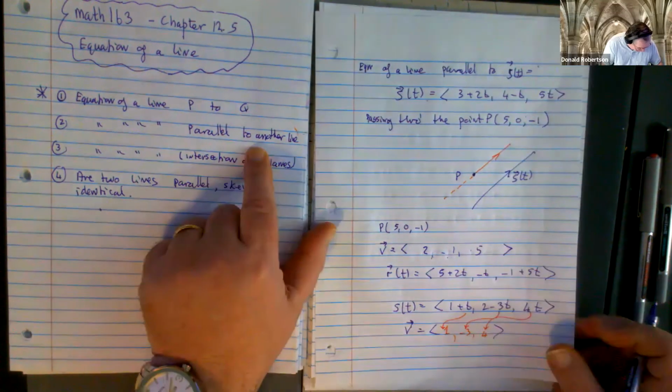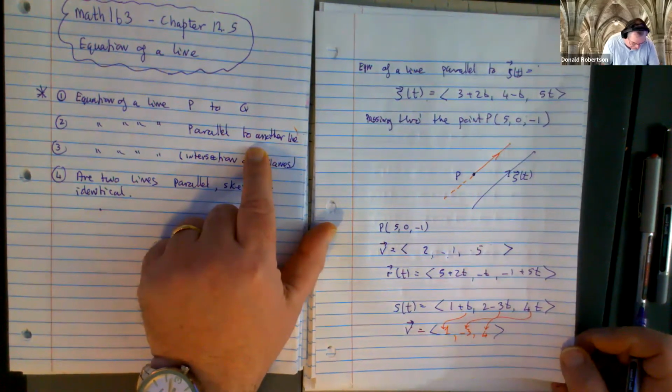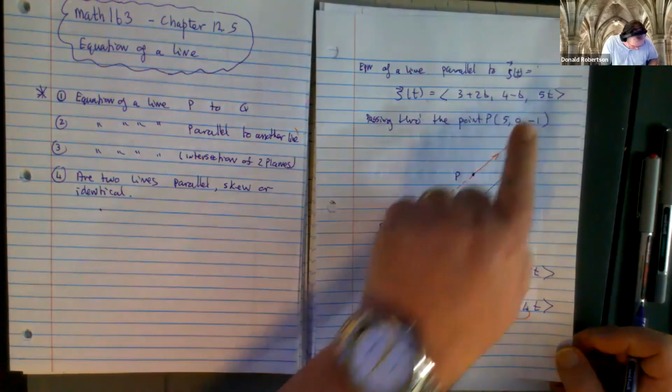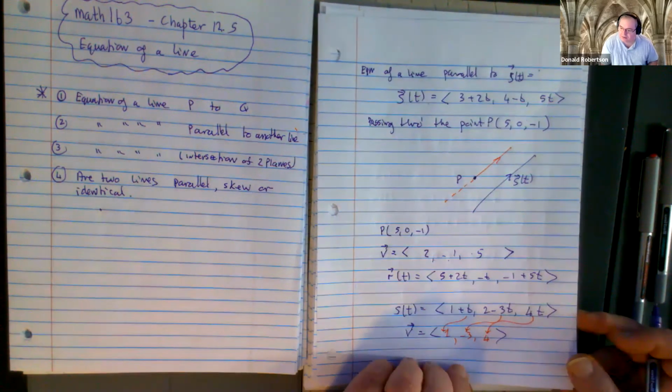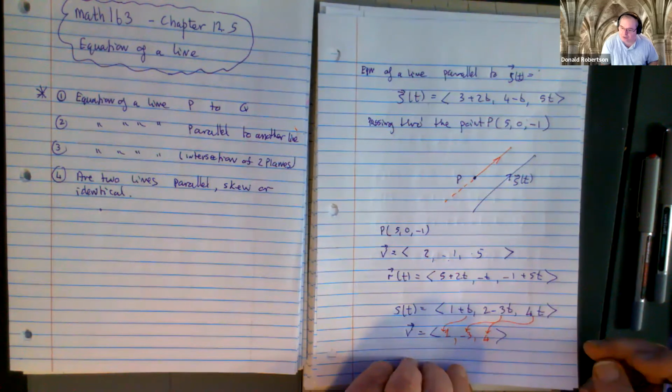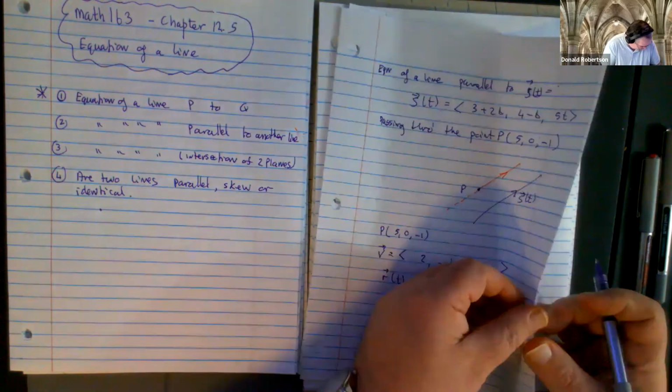Are we good with a question that if I tell you a point and that it's parallel to another line, do you feel comfortable you could get the equation of this line? If you want another one, or are we good to move on for that? Okay, don't hear any dissension.